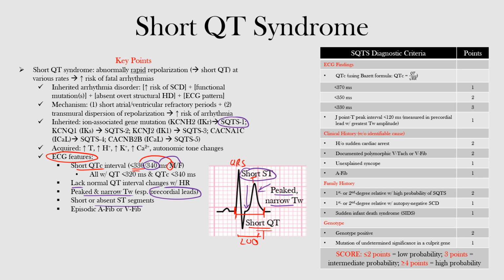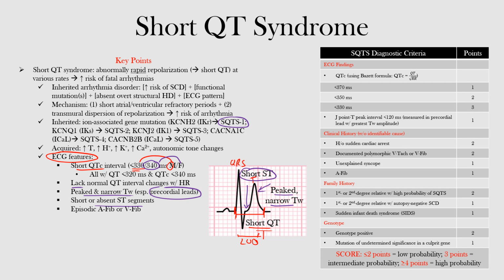Now, first off, when making the diagnosis of short QT syndrome, it's important to keep in mind that a short QTc interval alone is not sufficient to make the diagnosis. There must be an increased risk of sudden cardiac death. In order to assist with the diagnosis of short QT syndrome, diagnostic criteria have been proposed with a point system that can give you an idea of how likely short QT syndrome is present in a patient. We'll briefly look at that system now.